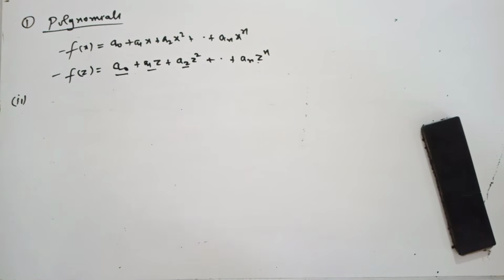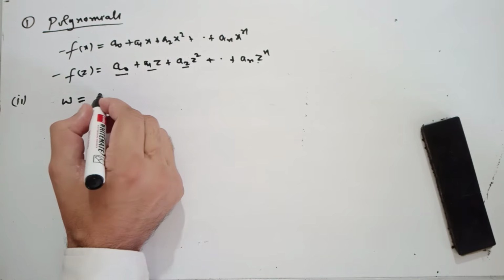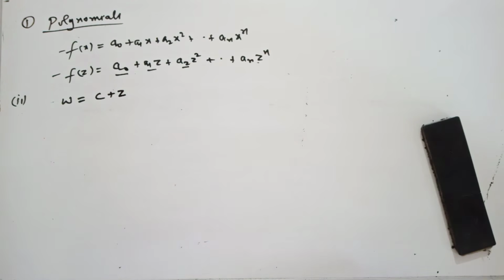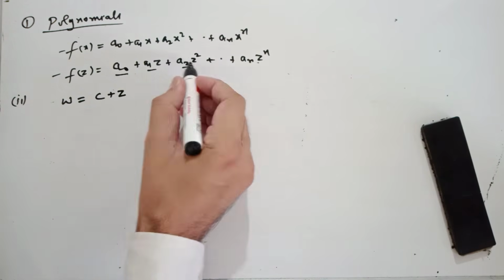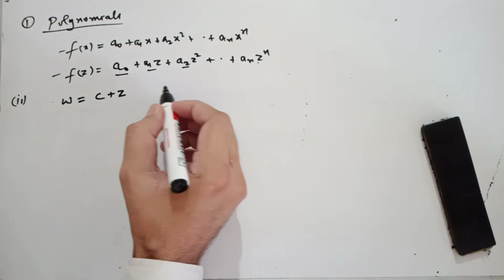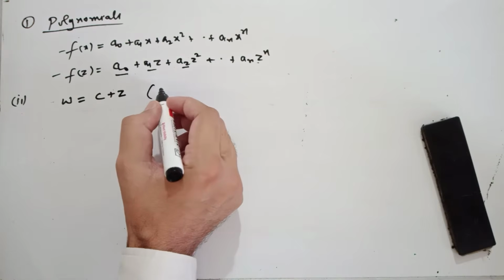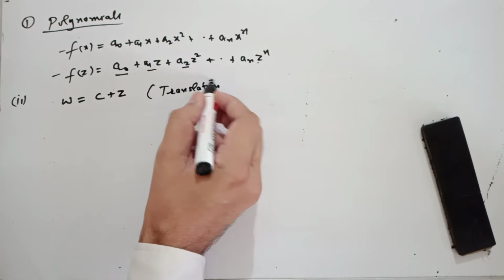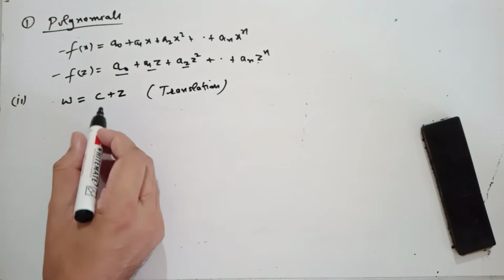See the second case. w equal to c plus z. This is also a special case of this one, right? a0 I have taken as c, a1 as 1, and all other constants 0. So what do we call this mapping? Translation. Try to understand why it is translation. Here z goes to c plus z.